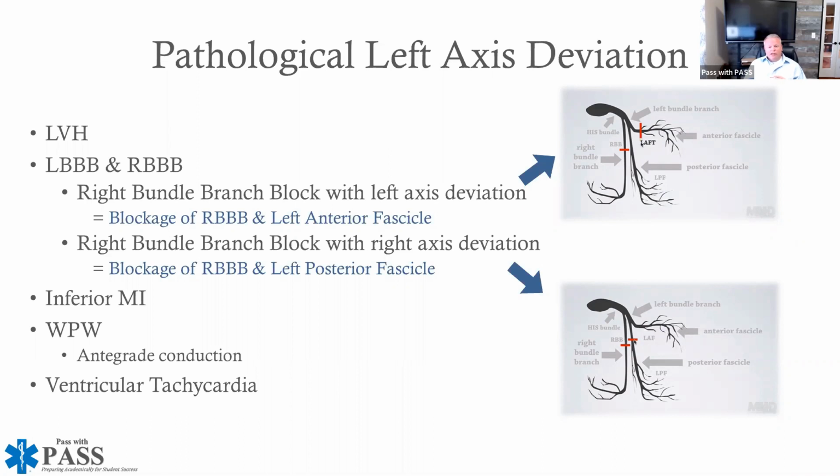So other things that will give you a left axis deviation: inferior wall MI, Wolff-Parkinson-White syndrome, and then ventricular tachycardia. And just keep in mind that ventricular tachycardia can basically give you any of the different axis deviations that we're going to be talking about.